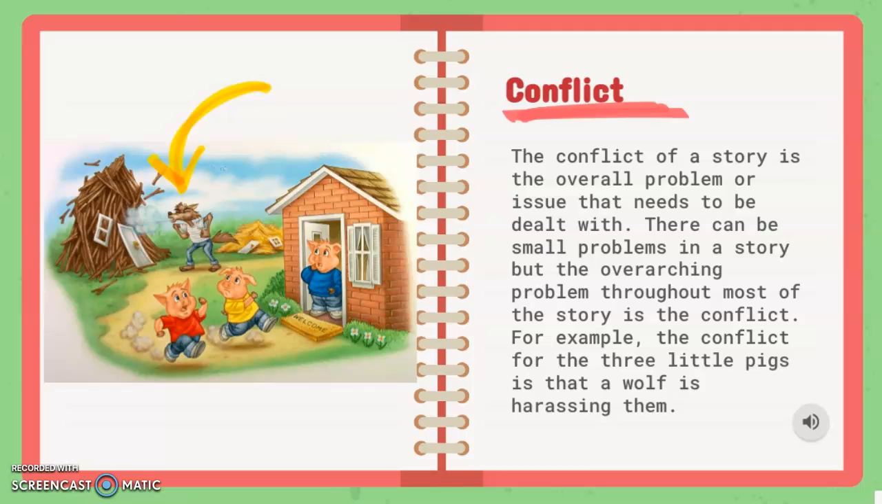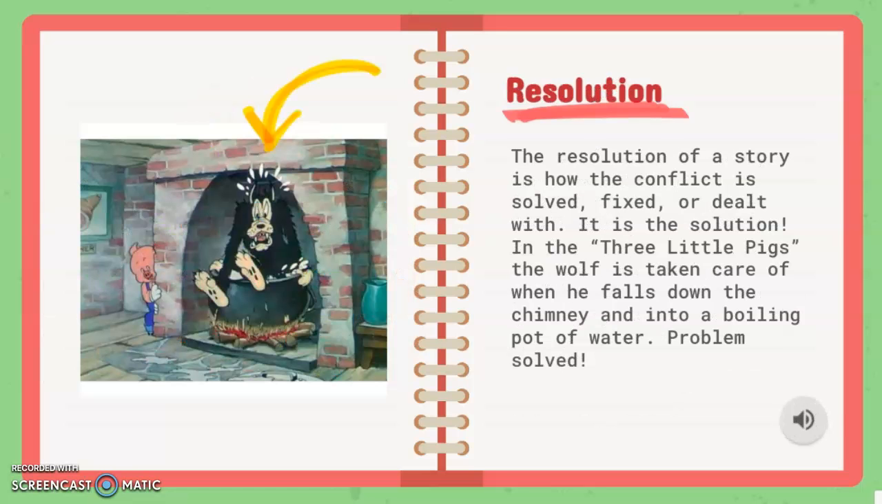That's definitely their conflict. So if you have a conflict, if it's a good story, unless it's like a series where you get to it eventually, you must have a resolution. The resolution of a story is how the conflict is solved, fixed, or dealt with. It's the solution. In the three little pigs, the wolf is taken care of when he falls down the chimney and into a boiling pot of water.